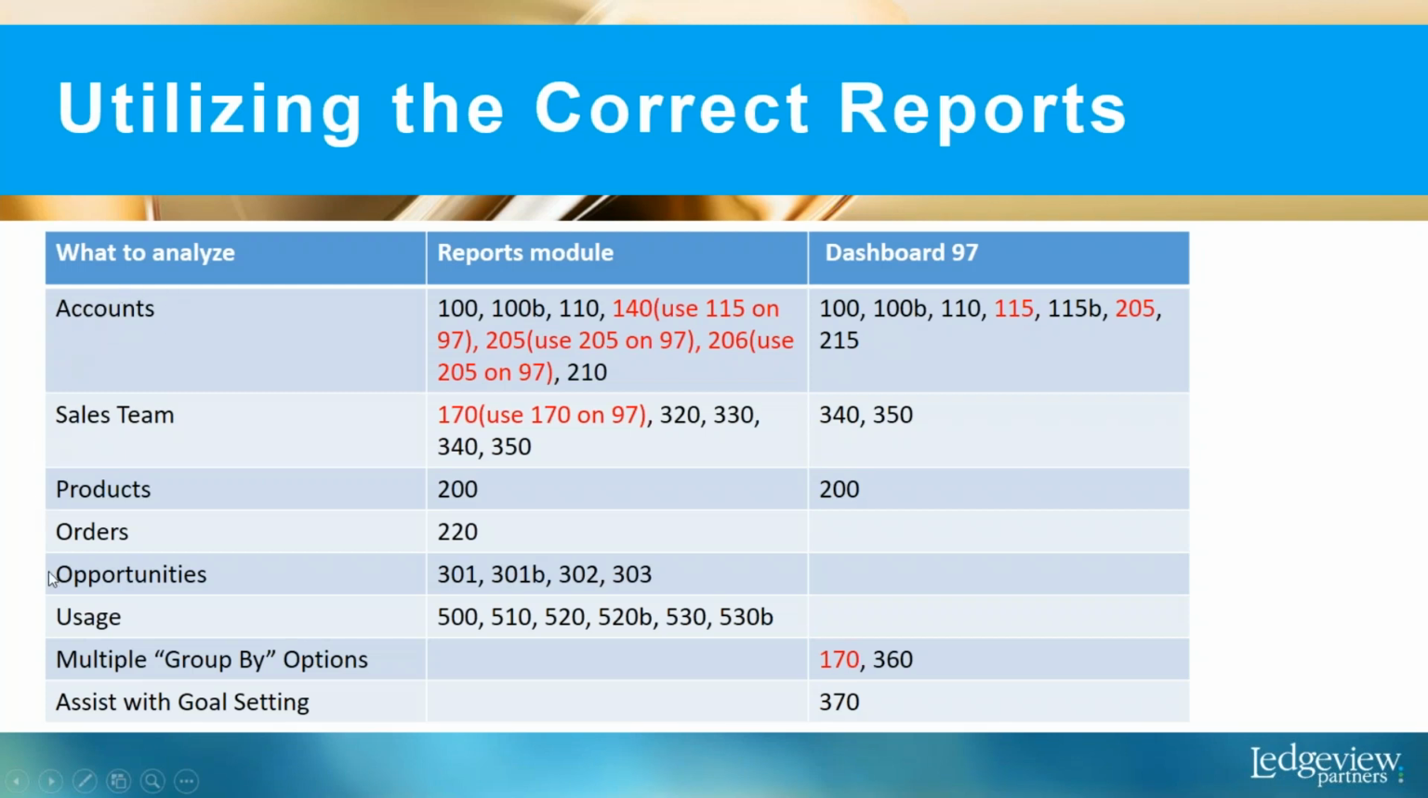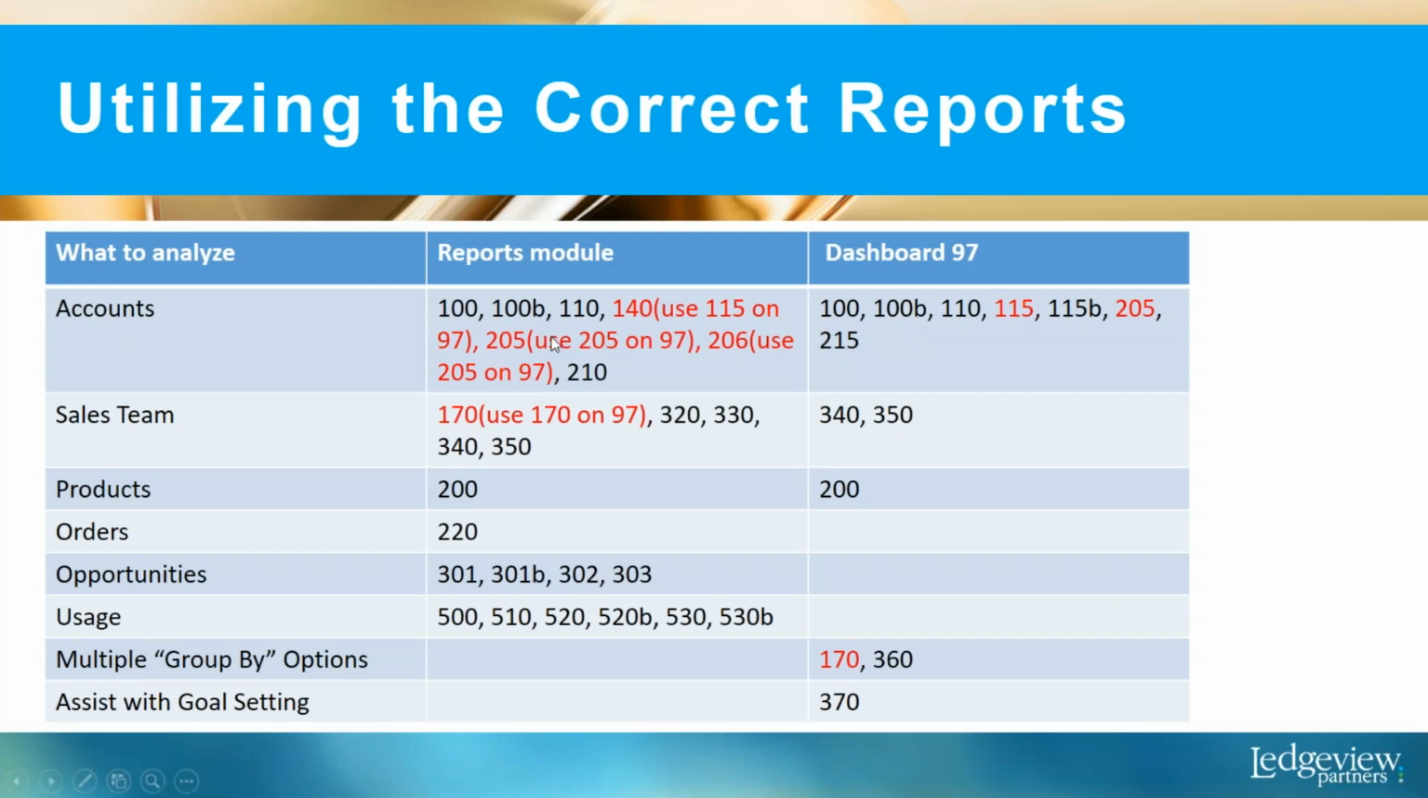So this is just kind of at a high level, but with many of these reports, you can do so much more. You'll see some of these that I have in red. Our system has evolved quite a bit. So as an example, there's a report in the reports module, that's Report 140, and we'll talk about that one when we get to it. But there was a couple other reports that we've retired, but we made another report within Dashboard 97 that does almost the same thing, but it's much more flexible.